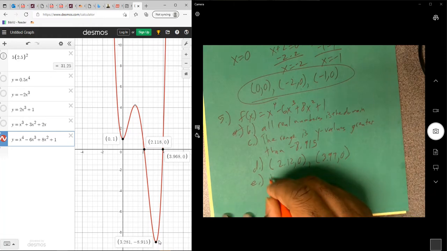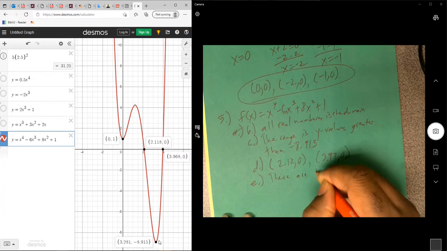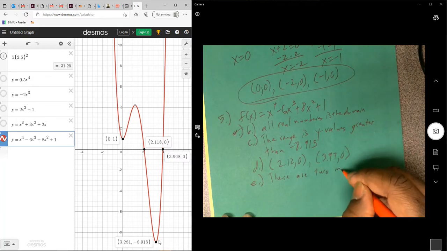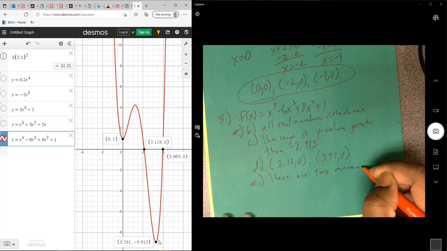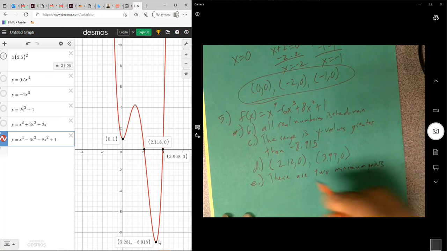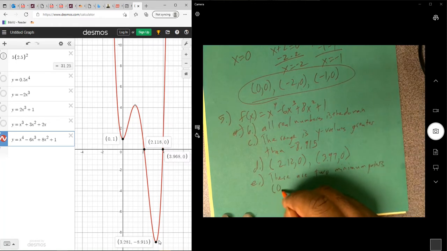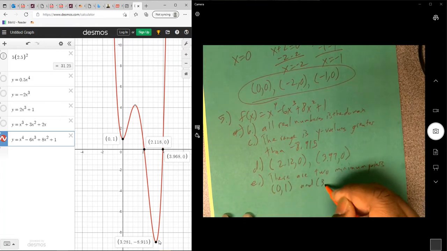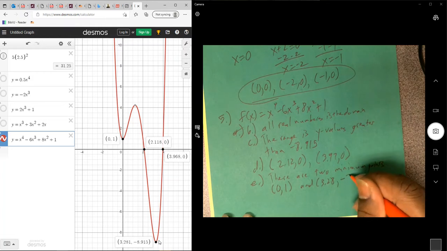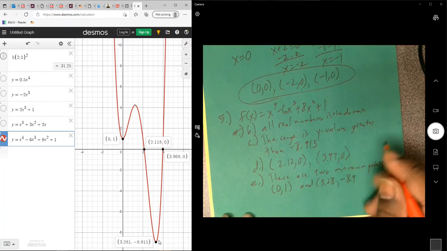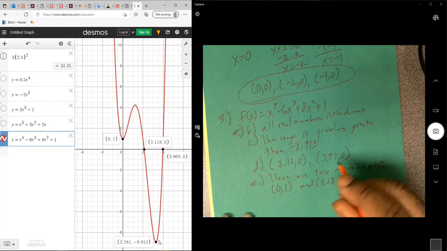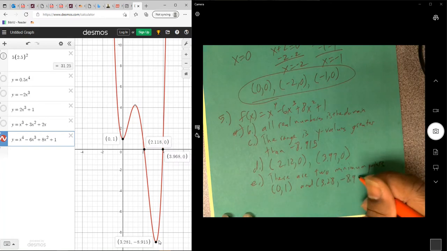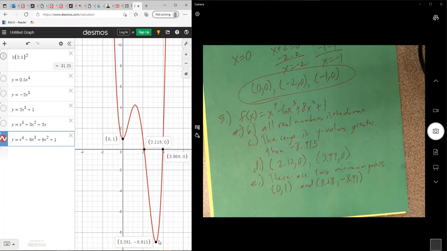So we'll put there are two minimum points, and one of them is 0, 1, and the other one is 3.28 if we round to two decimal places, and negative 8.9.